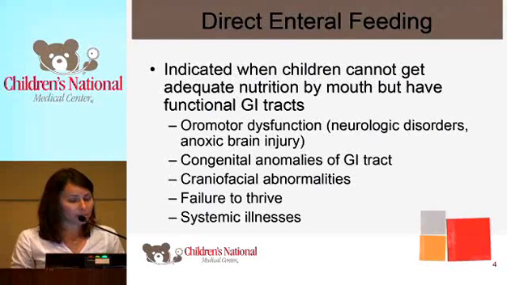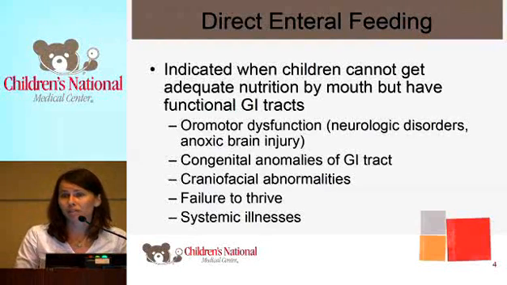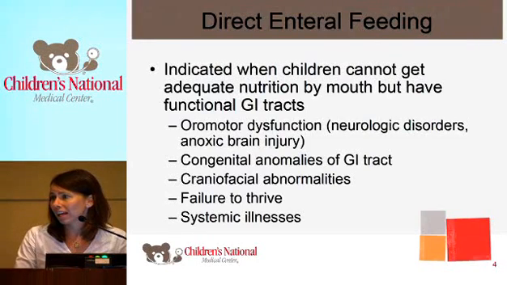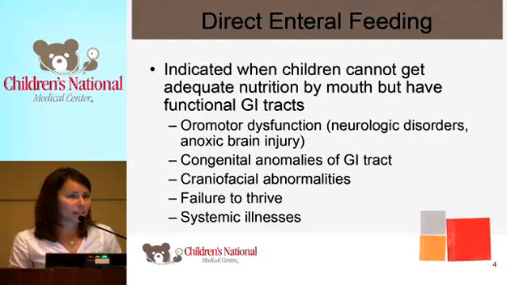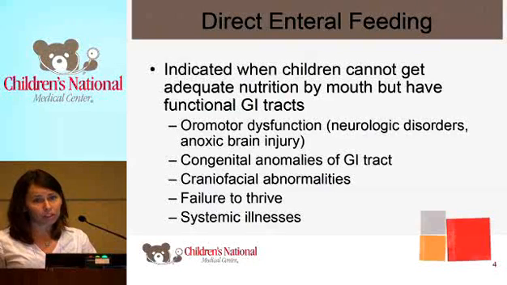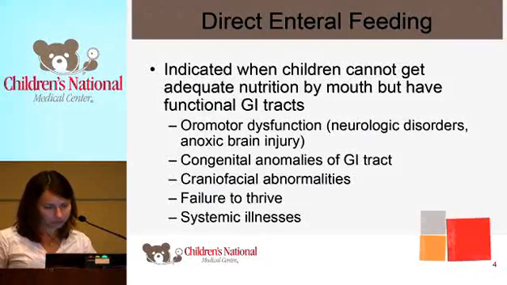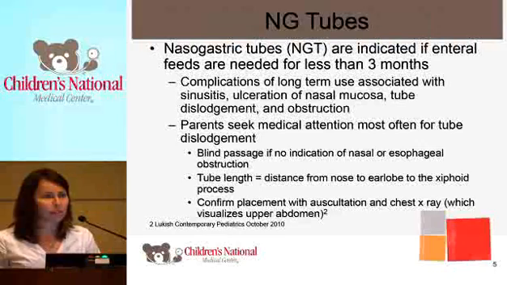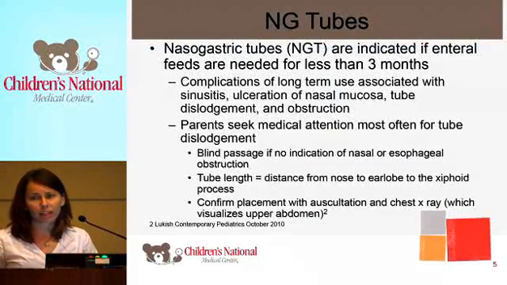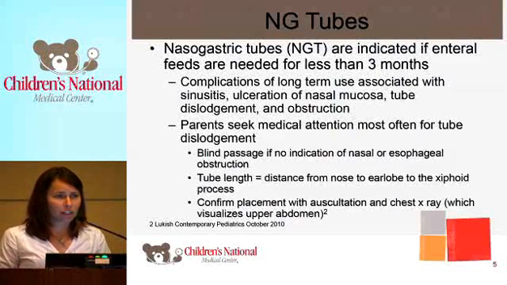Otherwise, sometimes kids have congenital anomalies of the GI tract or craniofacial anomalies. Some kids have failure to thrive or severe feeding disorders that prevent them from getting adequate nutrition by mouth, or systemic illnesses. Even some of our kids on chemotherapy who can't maintain their nutrition with oral feeds will move forward to enteral feeding. So NG tubes, I'm just going to brush over this pretty quickly. I don't deal with NG tubes that often because most of the kids that I end up seeing have moved past this or really never had this for very long to begin with.